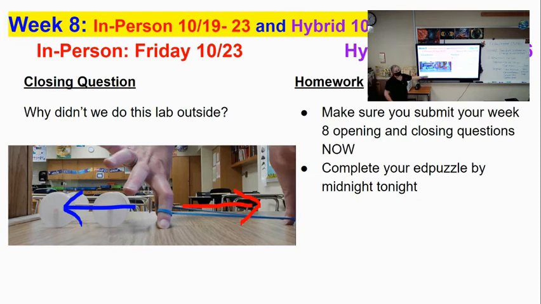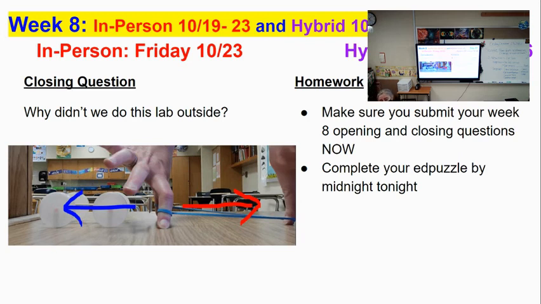Same with this. When it says why we did not do this lab outside, what would have happened? I mean, yes, go ahead, Mars. The ground isn't even. There you go. So the ground isn't even. What else is true about that ground? It isn't even. Go ahead, Colton. What were you going to say? Go ahead. Okay, the wind would have definitely knocked it over.